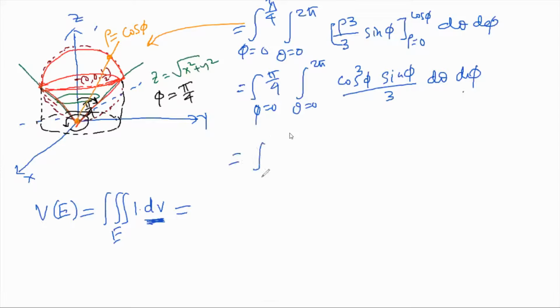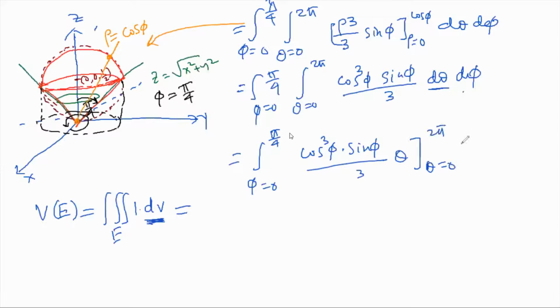Okay, then go 0 to 2 pi. There is no theta, so the integration of theta would be just theta. So I'm just writing cosine cubed phi sine phi over 3 times theta, and theta goes from 0 to 2 pi. So if you just plug in, it will be just 2 pi over 3.